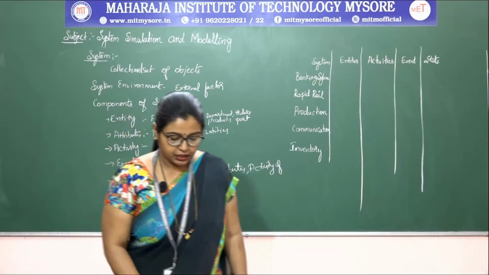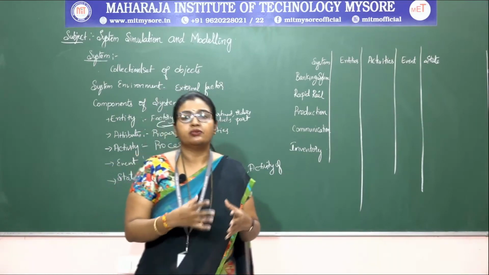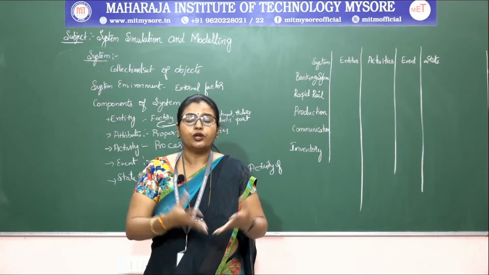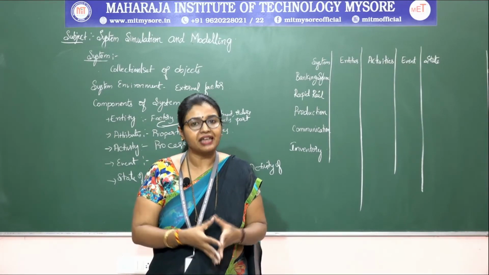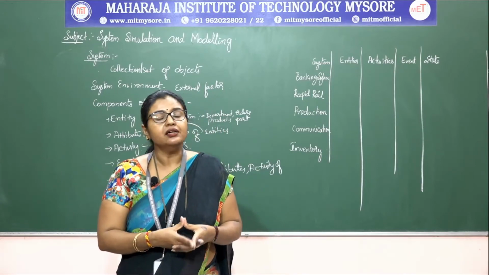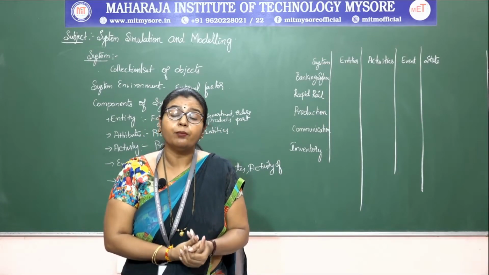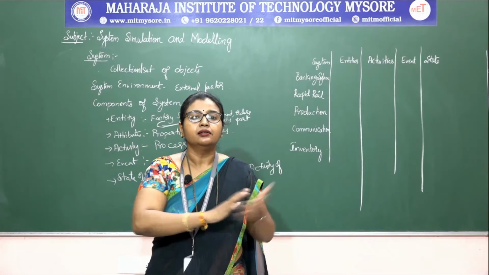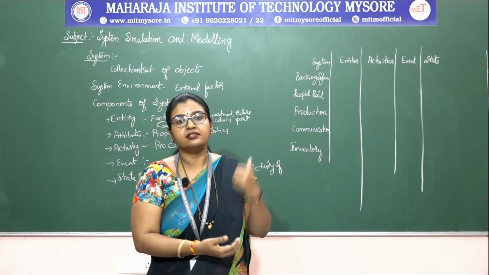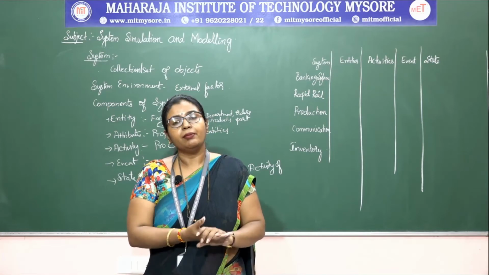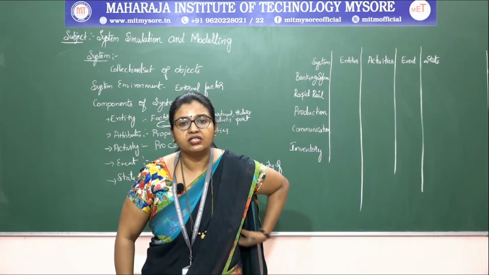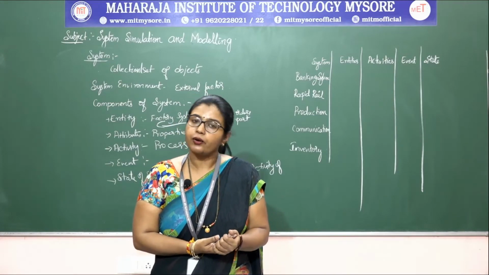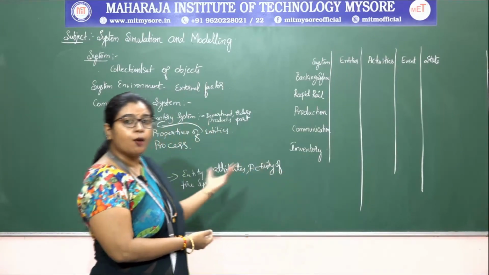Okay, so let me come up with the first one. What is the system? It's a collection of objects in order to accomplish some task. The next one is the system environment. What do you mean by system environment? The extra factor that affects the system is called the system environment. Already I have taken the example of how, because of the system environment, the state variable gets changed. Okay. Next, we have discussed the components of the system.